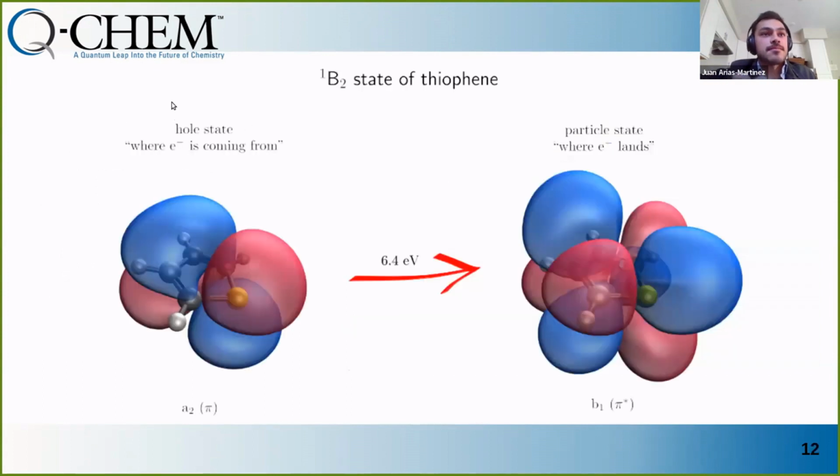Another word that people give for these things is the hole state. I think that is a little counterintuitive, but hole state roughly means where the electron is coming from. And in the very first excited state, it is coming from a pi orbital of A2 symmetry in the C2V point group. And then we're going to be putting it onto the LUNTO, or particle state, which roughly means where the electron lands. And it is an orbital of pi star character and B1 symmetry in the C2V point group.